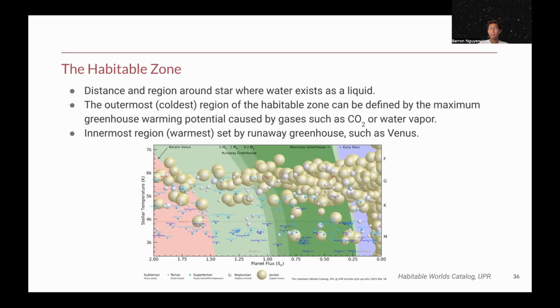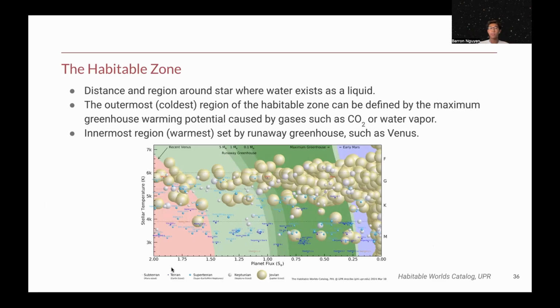spoiler alert, at the peak of habitability or the wet era for Mars, I think it was called the Amazonian, it was essentially as plentiful of water as Death Valley today. So not a lot of water, but potentially at the outer limits of habitability. So this is a cool plot gathered by the Habitable Worlds Catalog from the University of Puerto Rico. So they really have plotted the sizes of the planets.